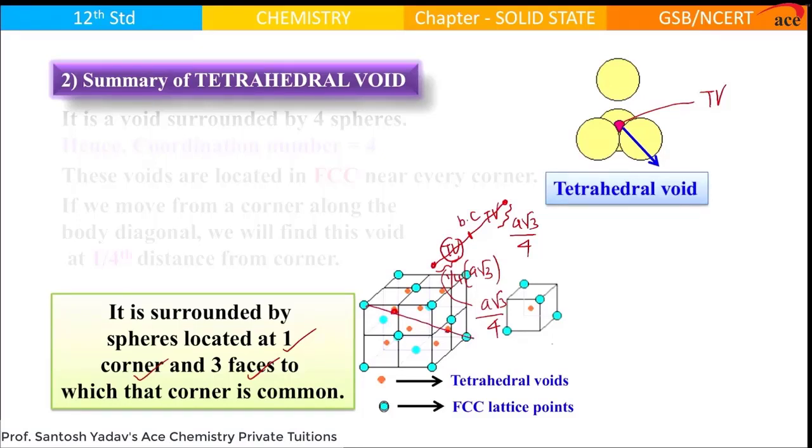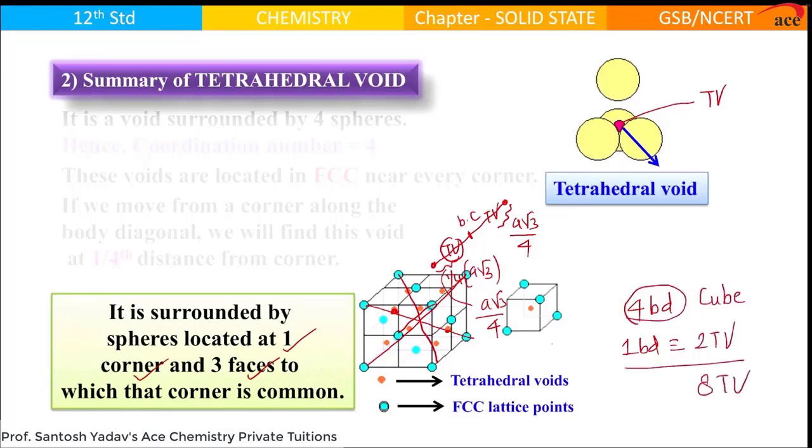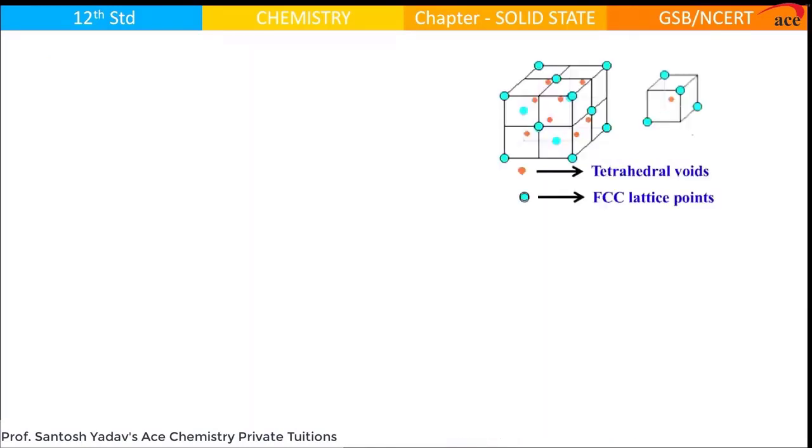Now, how many body diagonals does a cube have? It has 4 body diagonals, and every body diagonal has 2 tetrahedral voids. So, the 4 body diagonals making up the cube will have how many tetrahedral voids? 8 tetrahedral voids. So, any FCC unit cell will be made up of 8 tetrahedral voids.